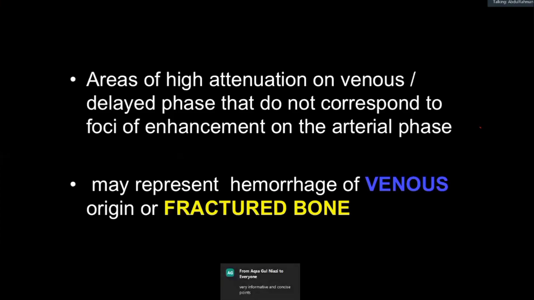Now then, if you see areas of high attenuation on the venous and delayed phase, and there is no corresponding enhancement on the arterial phase, it is not active arterial bleeding. It is either fractured bone or venous hemorrhage.